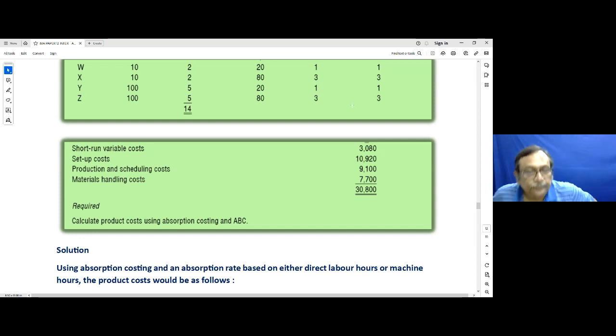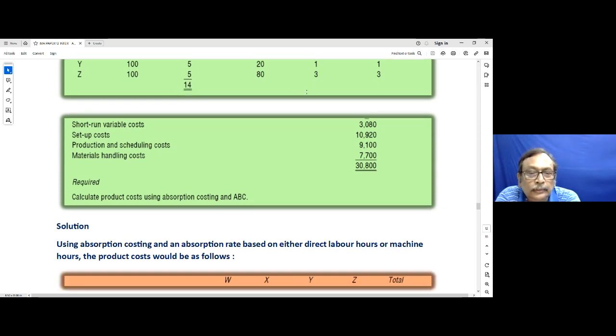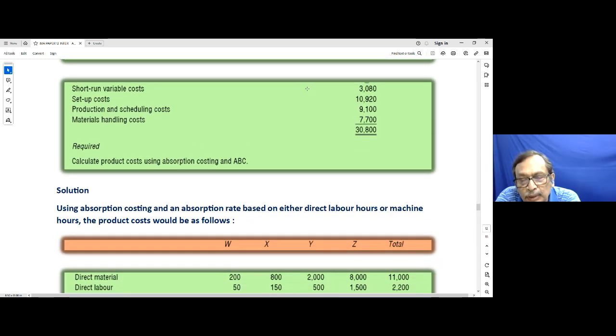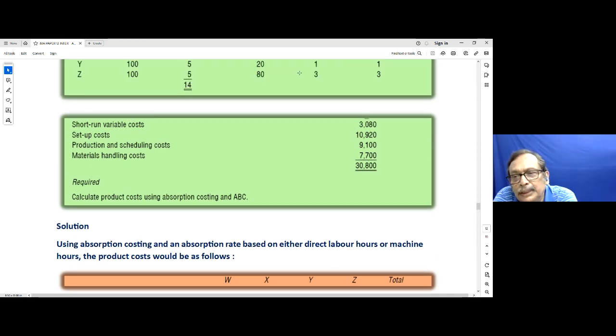So I'm back. Now, before starting the solution of the problem, remember, direct cost or traceable costs are directly charged to the products, whether we are going to follow the traditional costing or the activity-based costing. The problem lies so far as charging of these overhead costs is concerned.